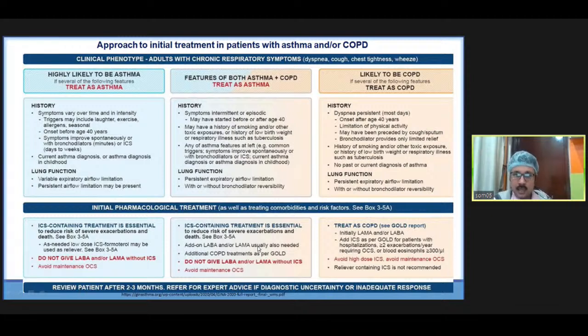So add-on LABA plus LAMA is usually also needed. Additional COPD treatment as per GOLD guideline. So do not give here LABA plus LAMA without inhaled corticosteroids. So inhaled corticosteroids have a significant role in asthma and also a very important role in asthma COPD overlap.